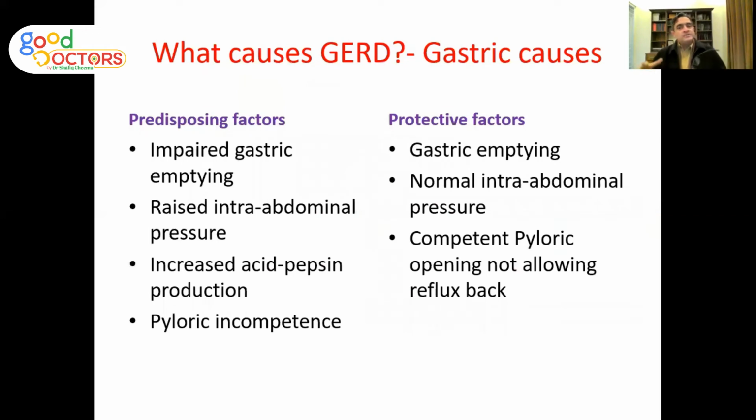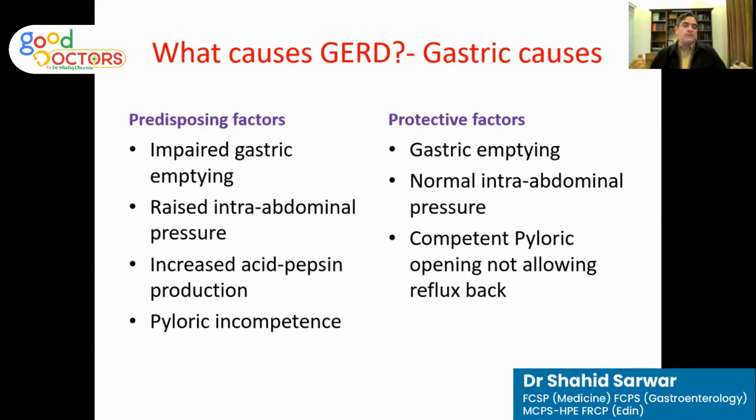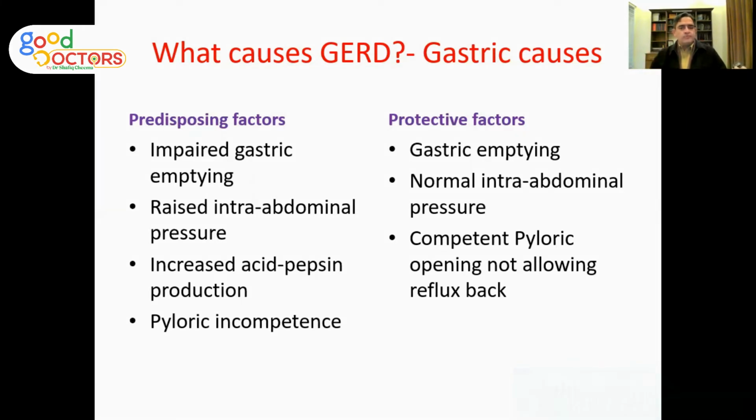Now, apart from these common causes, there can be diseases of the stomach as well, which can result in reflux disease, like impaired gastric emptying, raised intra-abdominal pressure, or increased acid pepsin production, or sometimes pyloric incompetence may result in reverse flow of the bile, and that may end up in the distal part of the esophagus. That can also lead to the same symptoms which are typical of reflux disease.